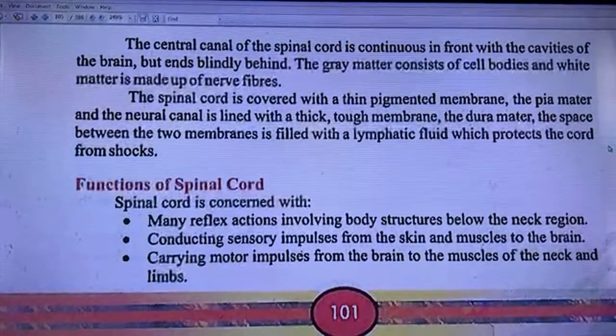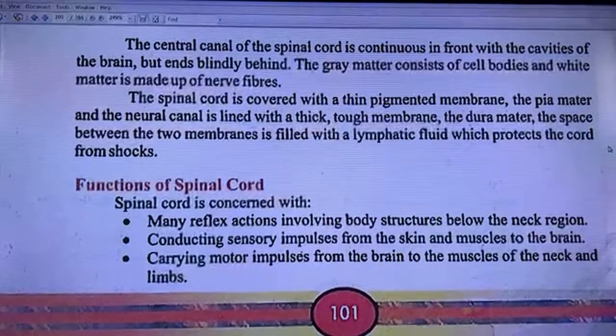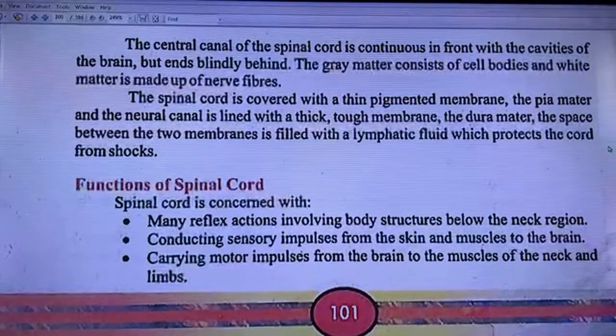Spinal cord is covered with a thin pigmented membrane, the pia mater, and the neural canal is lined with a thick outer membrane, the dura mater. The space between the two membranes is filled with a lymphatic fluid which protects the cord from shocks. Function of spinal cord.